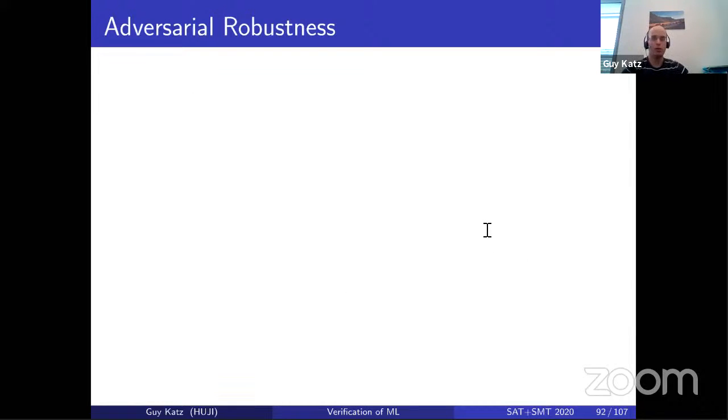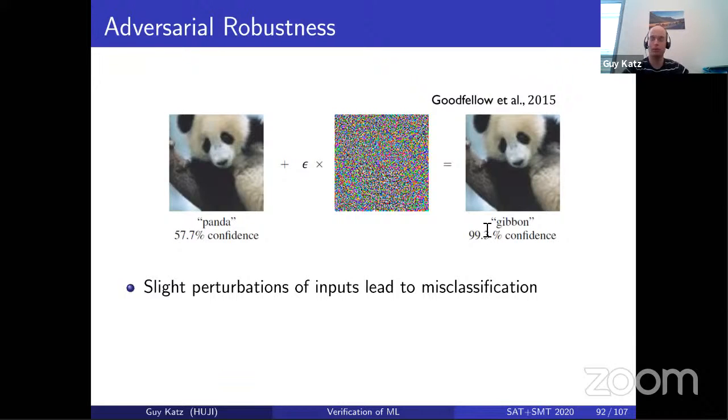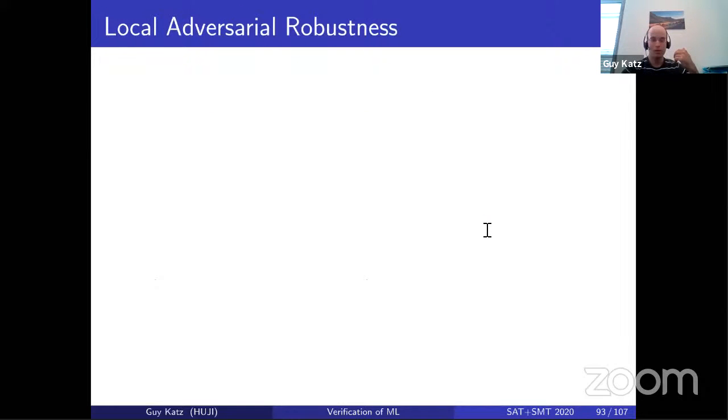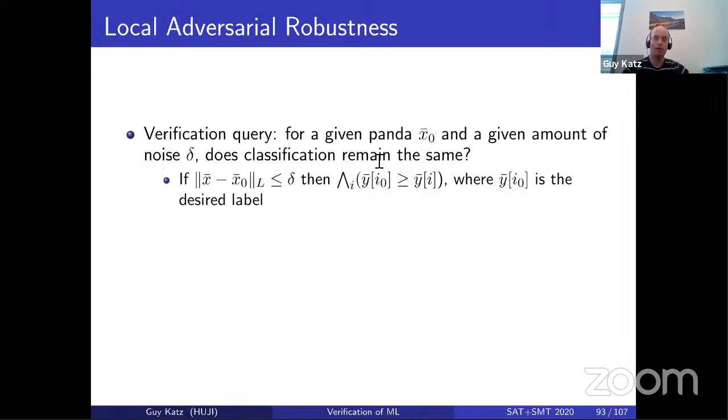I want to tell you a little bit also about adversarial robustness. Remember, this is the thing with the pandas and the gibbons, where slight input perturbations cause your neural network to go crazy. This is really something that machine learning folks are struggling with. It is a very, very hot topic in machine learning. You can use verification to prove that your network is robust to adversarial examples. So the verification query is: given a particular input point x0 and a given amount of noise delta, does the classification always remain the same?